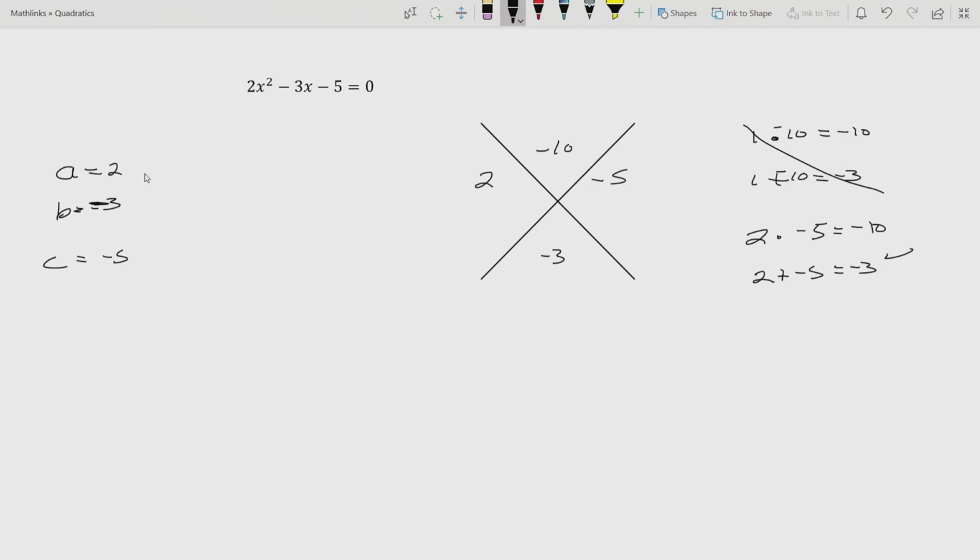Now, just like before, we want to take our a, which is 2, and divide it by each factor and reduce. So 2 divided by 2, we can reduce that to 1 over 1. And negative 5 over 2, we cannot reduce that, so we're going to leave it just as it is. So make sure you reduce that. So now we're going to write our two binomials. We have 1 over 1, so our denominator is 1, so we're going to write x plus 1. And then we have negative 5 over 2, which will be our 2x minus 5. Now set these equal to 0, and now we're ready to solve.